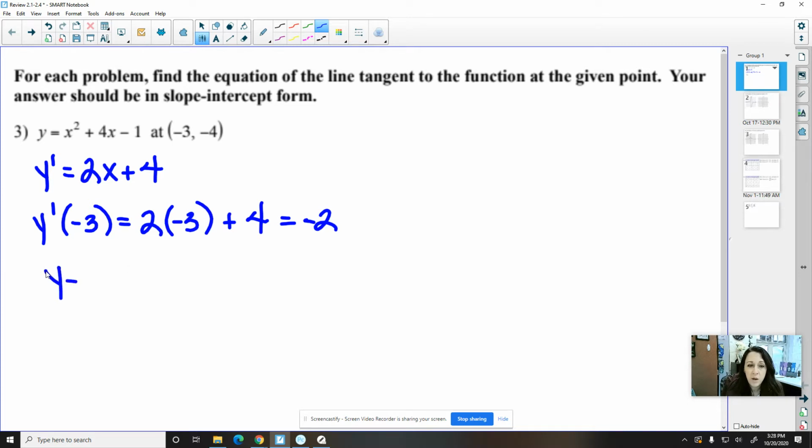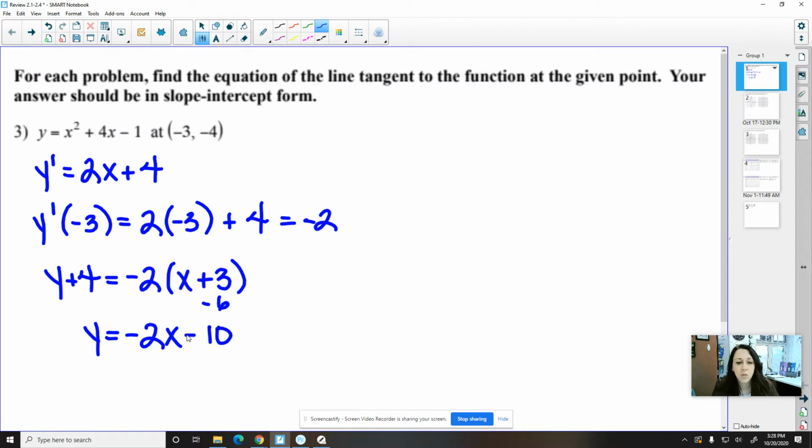And then after that, you're going to set up your point slope form, and you're going to get y alone. I believe it should be y equals -2x minus 10.